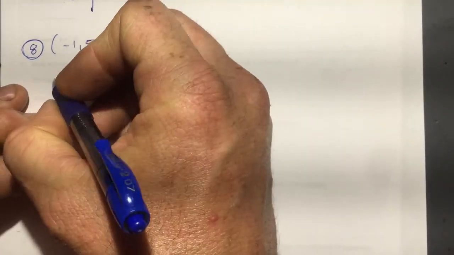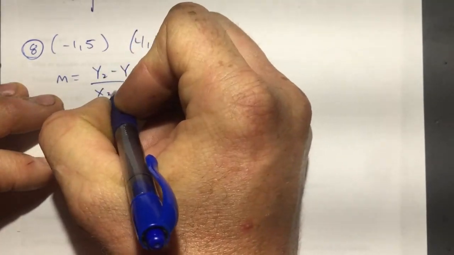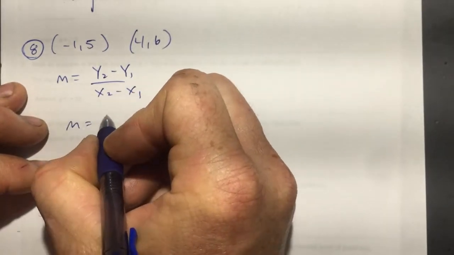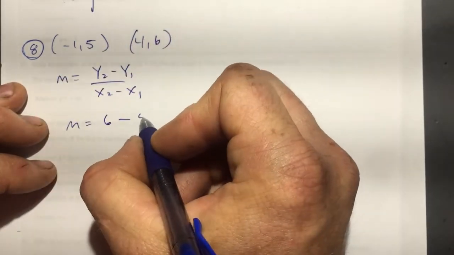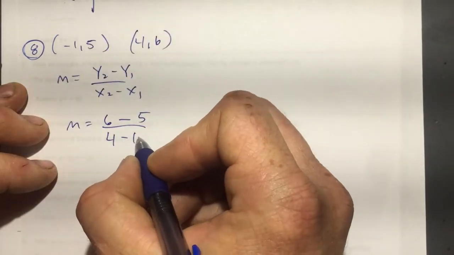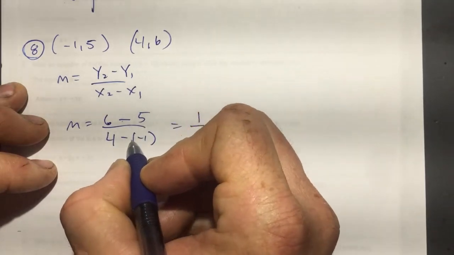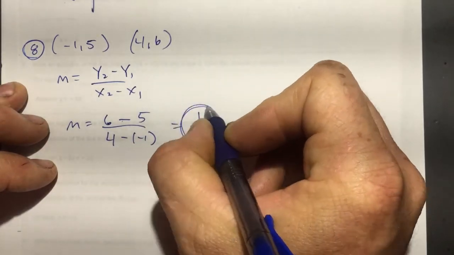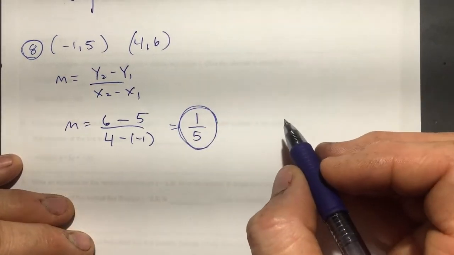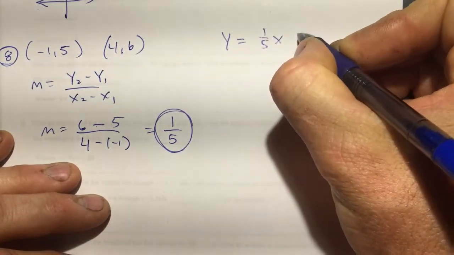Well, we can do the slope. Remember the slope formula? y2 minus y1 over x2 minus x1. So my y in point 2 is 6. My y in point 1 is 5. My x in point 2 is 4. My x in point 1 is negative 1. So 6 minus 5 is 1. 4 minus negative 1 would be 5. And there's my slope. Okay? So I know my equation has to be y equals 1/5 x plus my b.